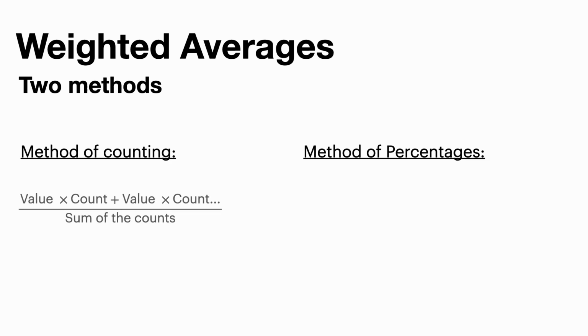The method of counting we've already looked at. You simply add all the values and then divide by how many you have. And then percent, we'll have to dive deeper, but you take the value times the weight and sum those up.